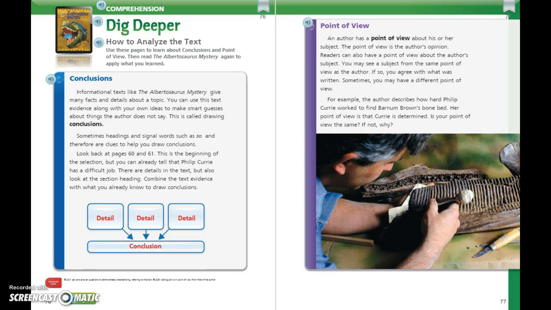For example, the author describes how hard Philip Currie worked to find Barnum Brown's bone bed. Her point of view is that Currie is determined. Is your point of view the same? If not, why?